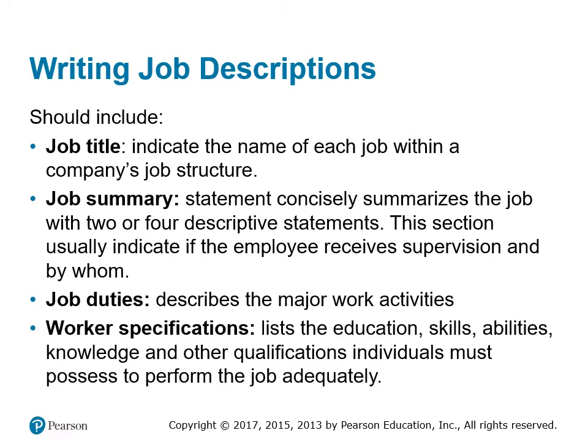Also, the job duties should be listed: what the incumbent should do or is required to do, describing the major work activities of this job. And at last the worker specification, or minimum requirements for the employee who is the incumbent of this job. So in the worker specification or job specification, we list the education level, like a bachelor degree in a specialization. Also, we list the skills needed, the abilities that should be in the incumbent, knowledge and other qualifications individuals must possess to perform the job adequately. So all these things should be listed in the job description.